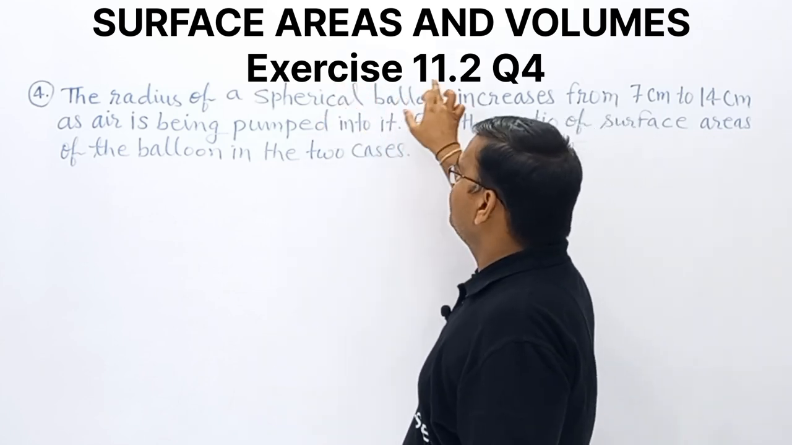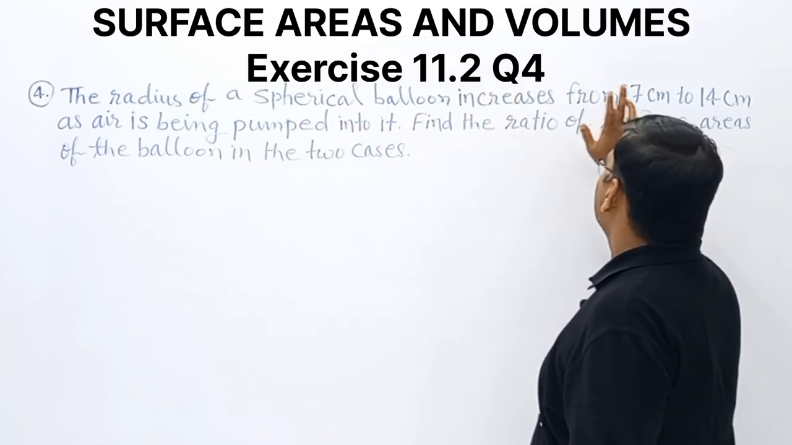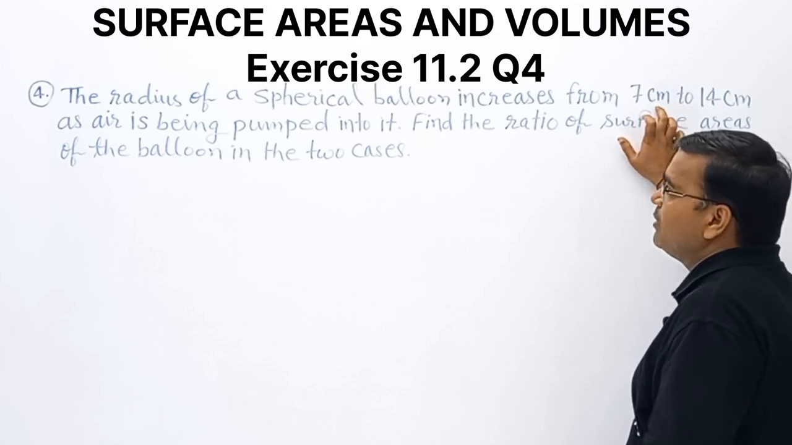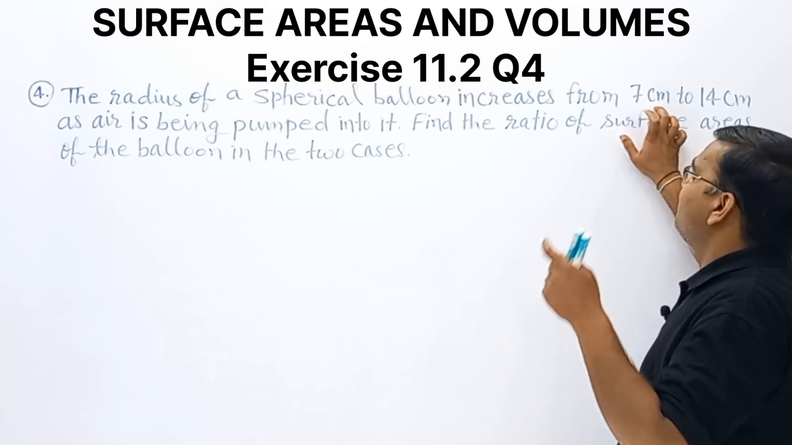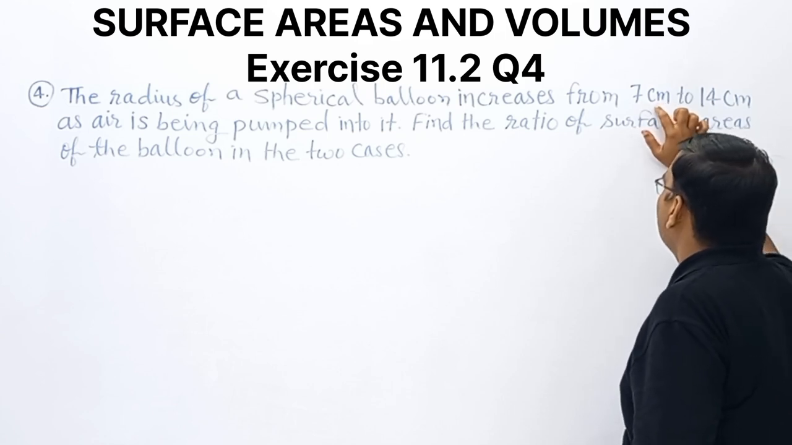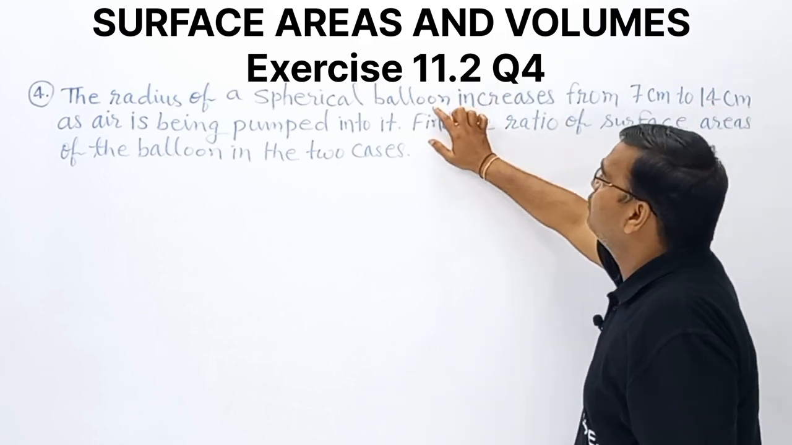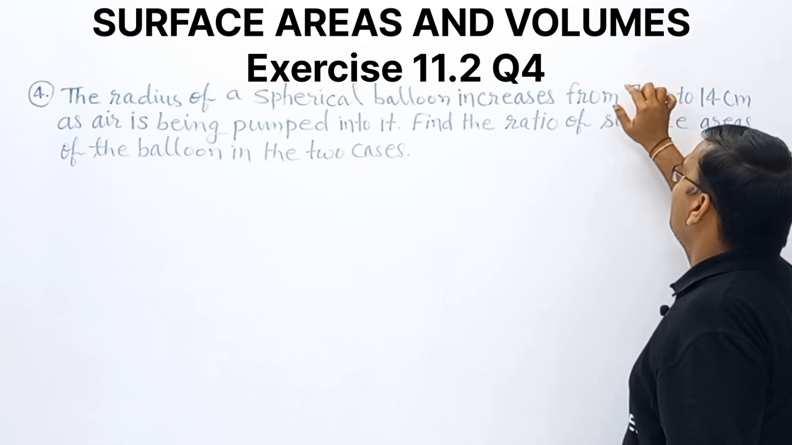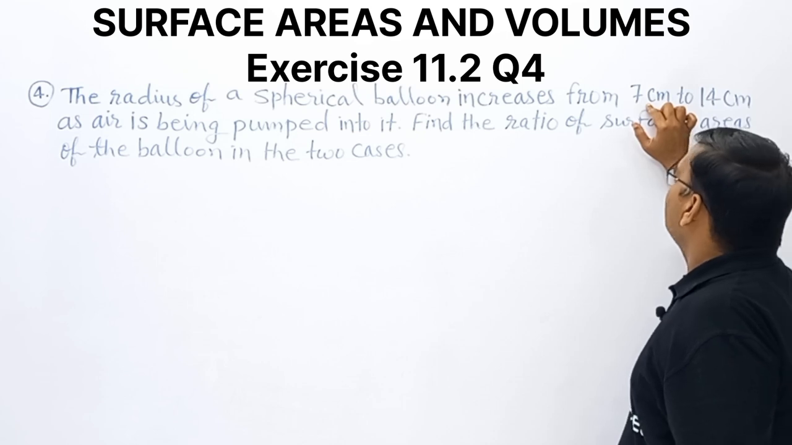What about the balloon? It is spherical, and its initial radius is 7 centimeter. The balloon is in the shape of a sphere. Its radius is increased from 7 centimeter, initially 7 centimeter. After increasing, the radius of the balloon is 14 centimeter.